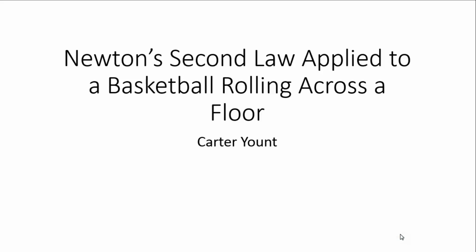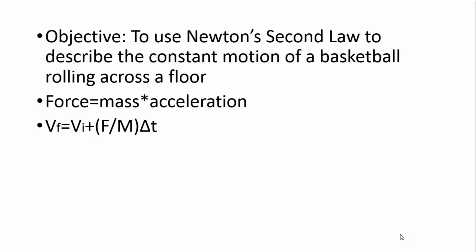This is Physics Lab Report 1, Newton's second law applied to a basketball rolling across a floor. So the objective of this experiment is to use Newton's second law to describe constant motion of a basketball rolling across a floor. Newton's law states that force is equal to mass times acceleration, or you can say that velocity final equals velocity initial plus force over mass times the change in time.